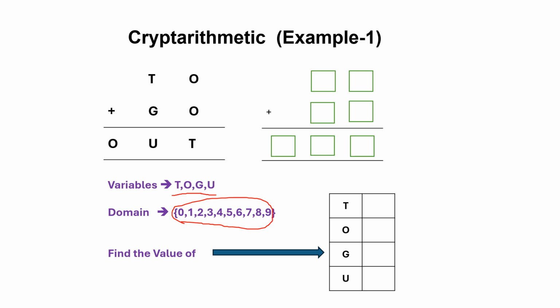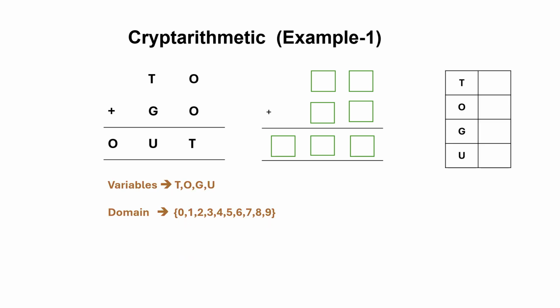So we'll solve the problem. For example, here TO is a 2-digit number, GO is a 2-digit number, and that results in a 3-digit output. So if we add T and G, that results in 2 digits. That means adding T plus G results in some number with 2 digits. So here you have a carry. By the constraints we saw, the carry should always be 1. So if it is 1, what are the possible maximum numbers we can assign to T and G?